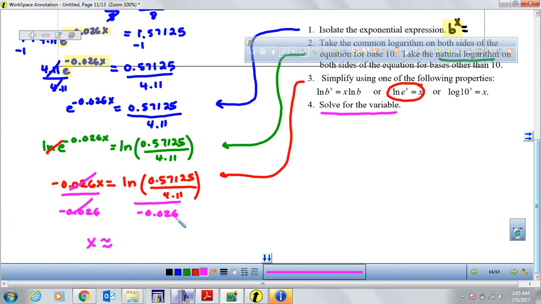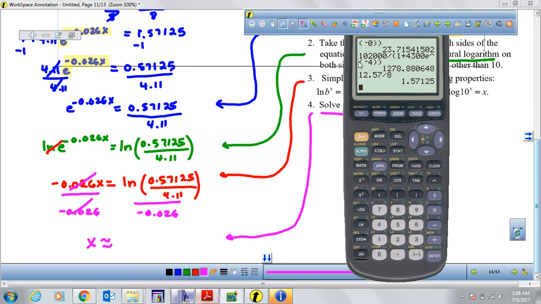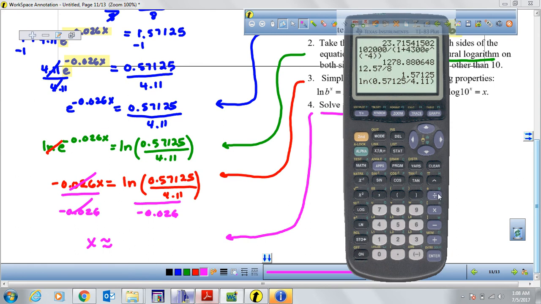So the last thing that we need to do to find the time is estimate it using the calculator. So that's what we're going to do to finish this problem. We're going to have ln of 0.57125 divided by 4.11, close the parentheses, and that is going to be divided by negative 0.026. And that tells us 75, which is about 76 years, right?